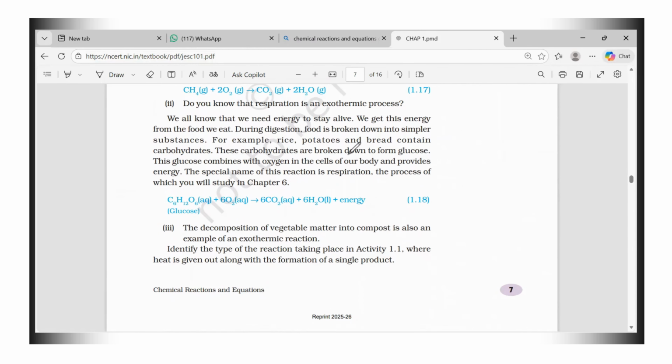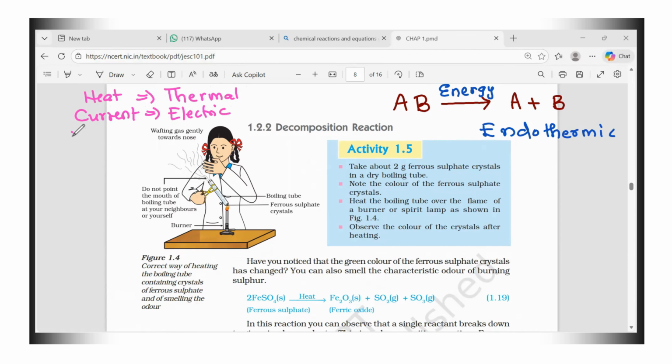This is called endothermic because energy is taken in. Energy can be taken in the form of heat. If so, it is called a thermal decomposition. Energy can be taken in the form of current. Then such a decomposition, we call it electric decomposition. And the third one is light. If it is light, such a decomposition reaction, we call it photodecomposition. Whatever it is, for any decomposition reaction to take place, there should be energy intake.